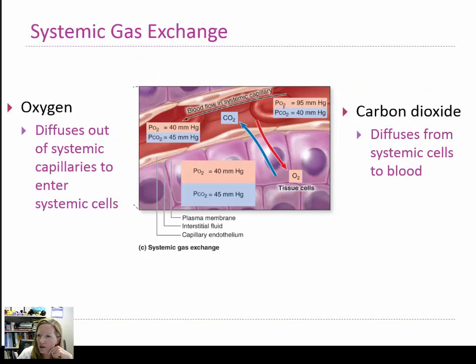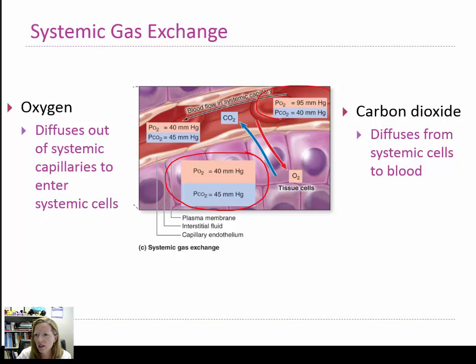So oxygen is coming in, so here it is in the systemic cells. Remember, it's low because of the fact that these tissues are eating up the oxygen, and they are using it for cell respiration and producing CO2.